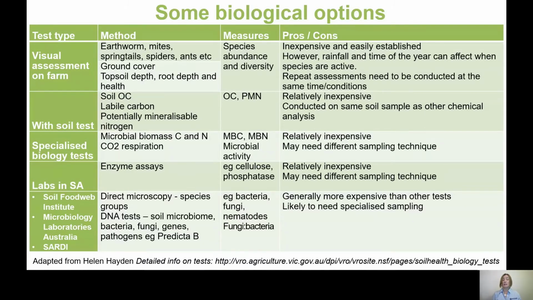And then we step down into the really detailed things. So we're talking about looking at individual species groups or species within these that we have, so functional groups and species. And these can be like direct microscopy. We can look at DNA tests, looking at the soil microbiome, getting a lot more information. And we can also have a test such as pathogens, the Predicta B test that SARDI offer.